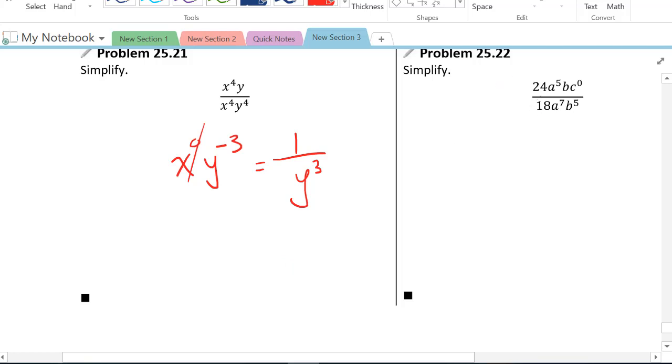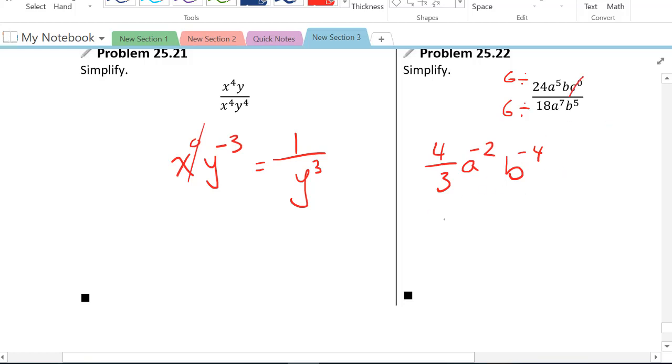So similar situation here. We have 24 divided by 18. Can it divide evenly? Nope, it can't. So we got to reduce. What goes into 24 and 18? 6, right? So we divide top and bottom by 6 by reducing. So we're going to get 4 over 3. Okay. A to the 5 minus 7, which is a negative 2. And then we do the b's, right? So the b is going to be 1 minus 5, right? Remember the power here is 1. 1 minus 5 is negative 4. And the c, that's c to 0, so that cancels out, right? C to 0 just cancels out.